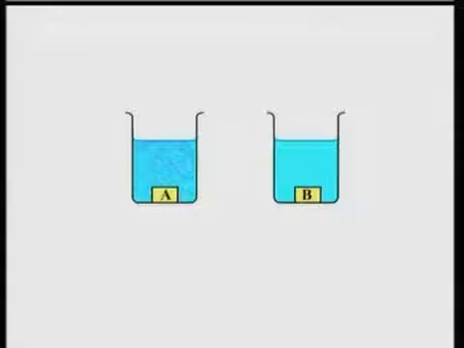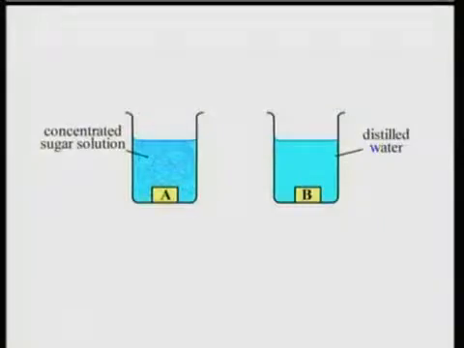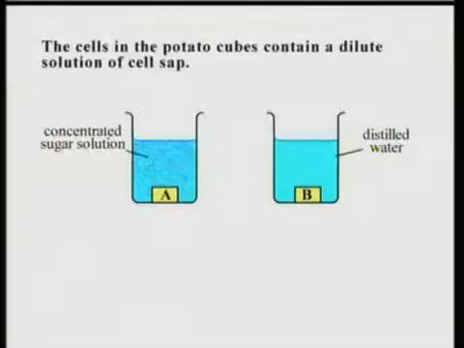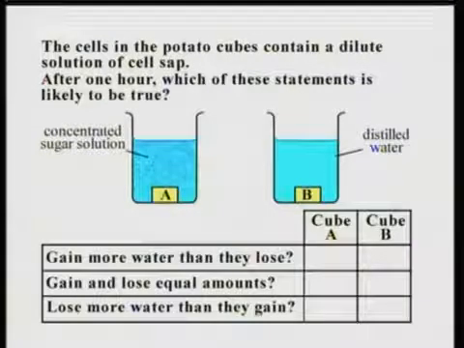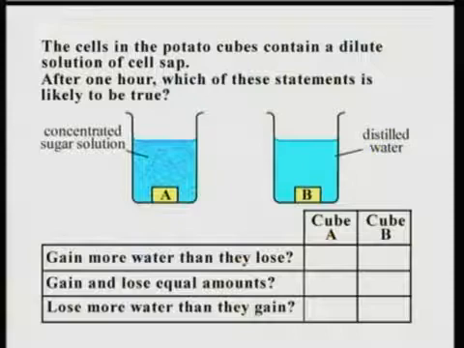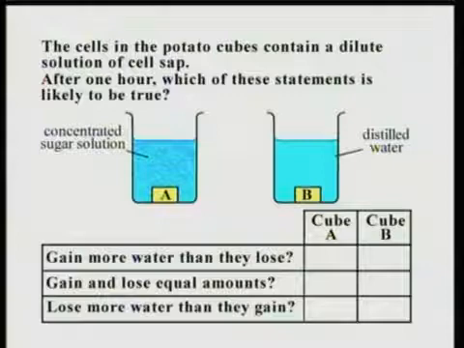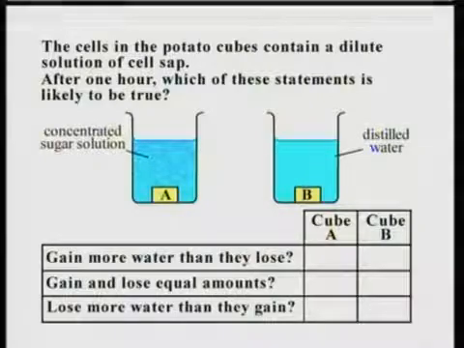Here's a sample question about osmosis in plant cells. The diagram shows two cubes of potato, A and B. Cube A is in a concentrated sugar solution and cube B is in distilled water. The cells in the potato cubes naturally contain a dilute solution of cell sap. After 1 hour, which is likely to be true for cube A and cube B? Do they gain more water than they lose? Do they gain and lose equal amounts? Or do they lose more water than they gain?